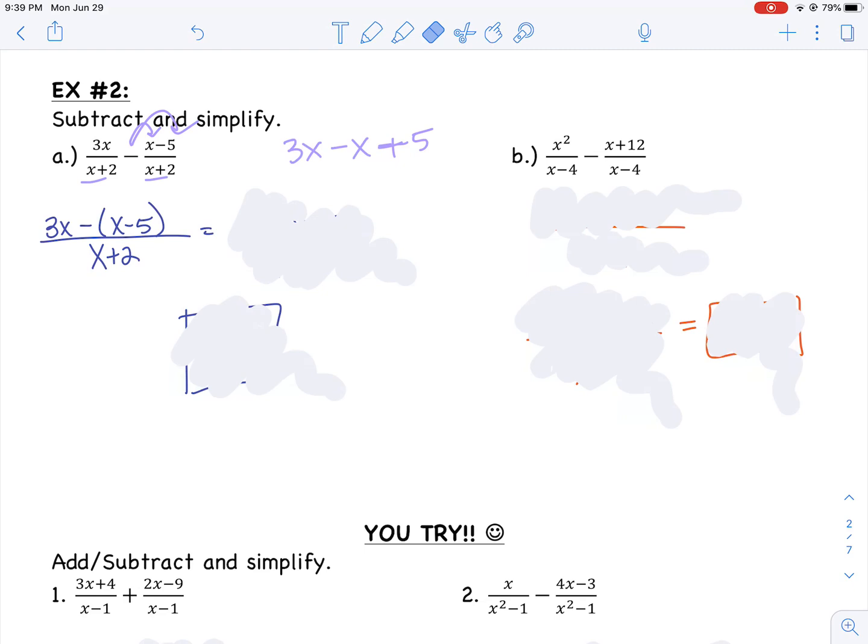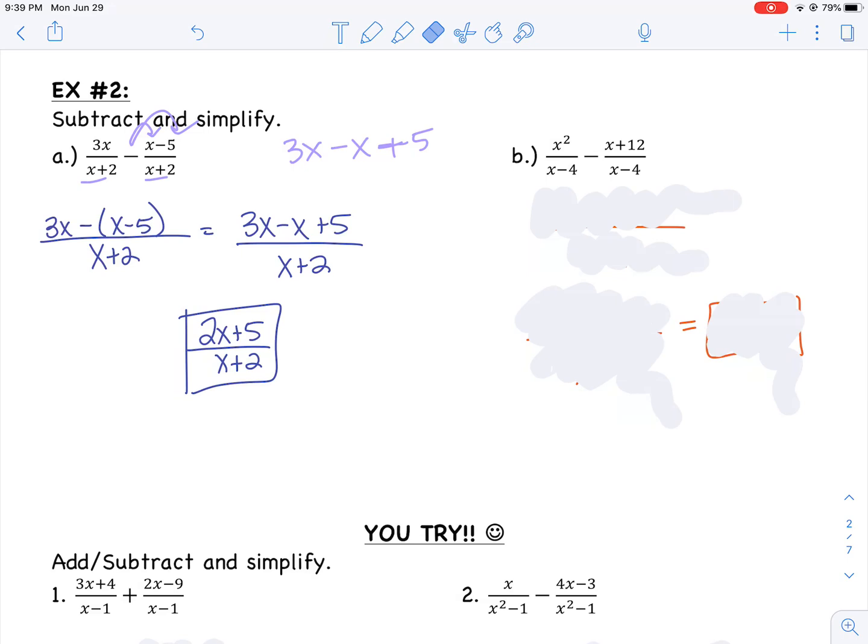So again, I have my common denominator of x plus 2, and then on my numerator, I really have 3x minus x plus 5, making sure that I distribute the negative to every single term in that second numerator. That's the most common mistake students make, so be careful. Now I can combine like terms. I have a 3x minus a 1x, which is really a 2x plus 5 on the top, and an x plus 2 on the bottom.